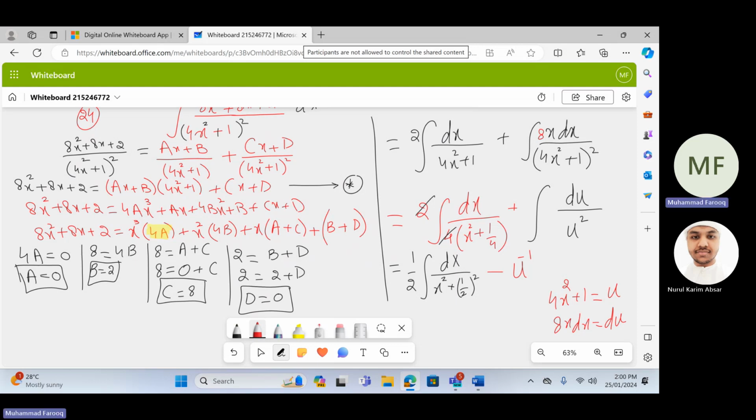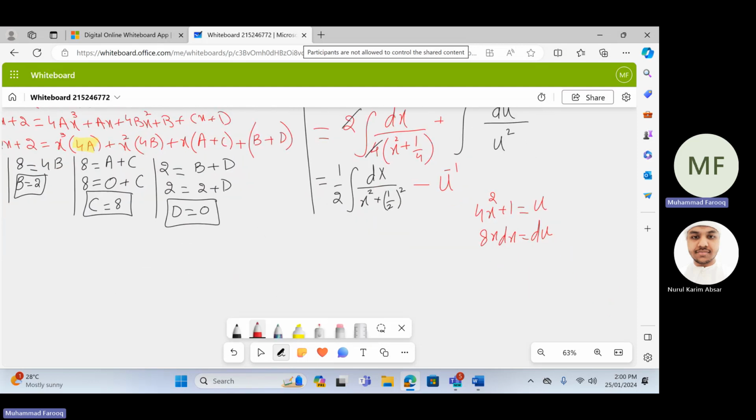4x squared plus 1. Okay, next time I will substitute the u value. Right now, I will go for this thing one. So look at here. This is 1 by 2, it is already here. This is now a squared plus u squared, which is equal to tan inverse 1 over a.